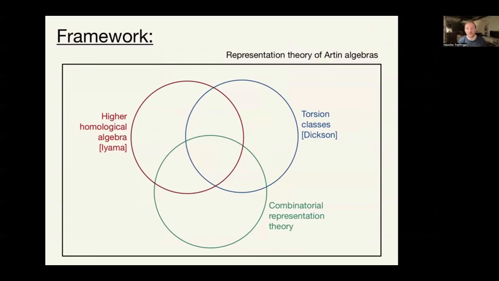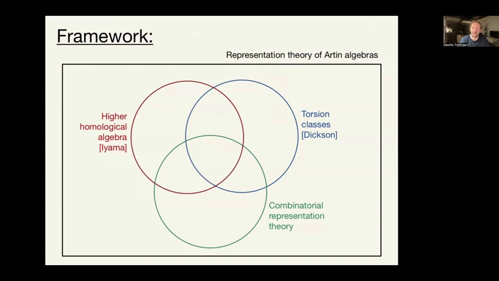Our motivation for this work stems from the representation theory of Artin algebras, and it can be framed in the study of 3 main areas of research. The first is higher homological algebra, which is the study of certain categorical structures that generalize usual categorical structures studied in representation theory. Such categorical structures are, for instance, the abelian categories, d+2 angulated categories, or even dx angulated categories.